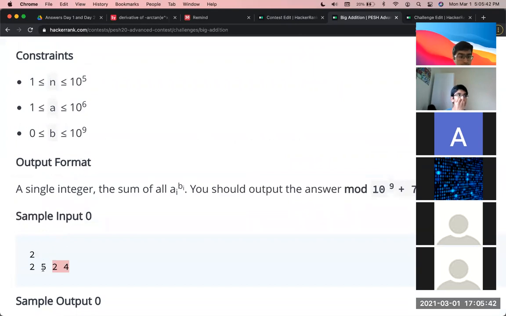But the problem is the exponent can go up to 10 to the 9th. It can go up to a billion. A can go up to a million, and you can have as many as 100,000 of these numbers. So using a for loop is going to take too long, number one, because a billion is super huge, but on top of that, you also have really large numbers to deal with.